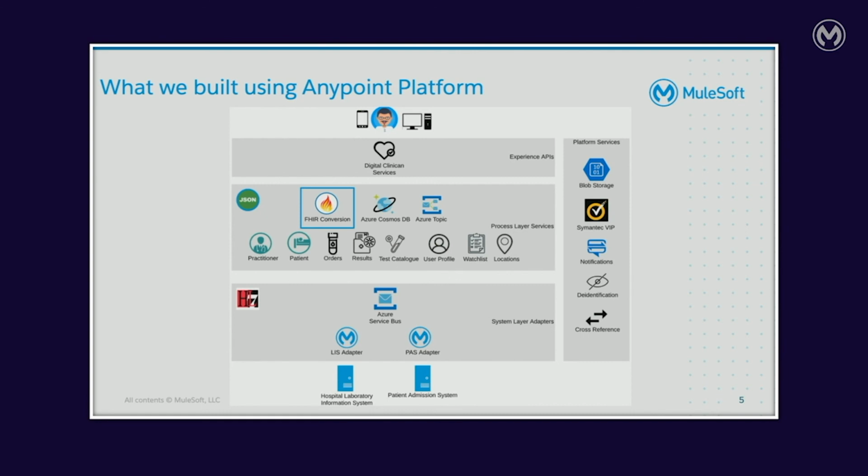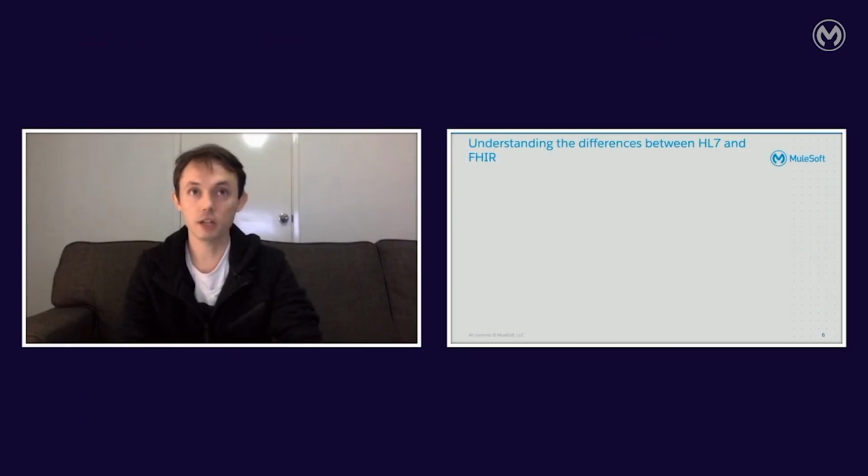What I want to focus on in this presentation is how our team have achieved increased agility in creating DataWeave modules as we build out our FHIR resources. Before we start building DataWeaves that map our HL7 messages into FHIR, we need to understand the core differences between these two standards. HL7 is an international standard for the transfer of clinical data between healthcare providers.